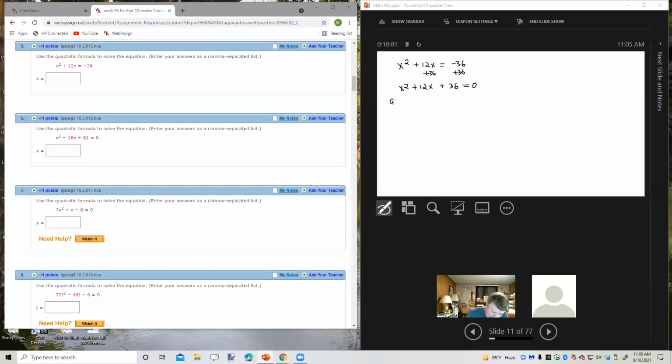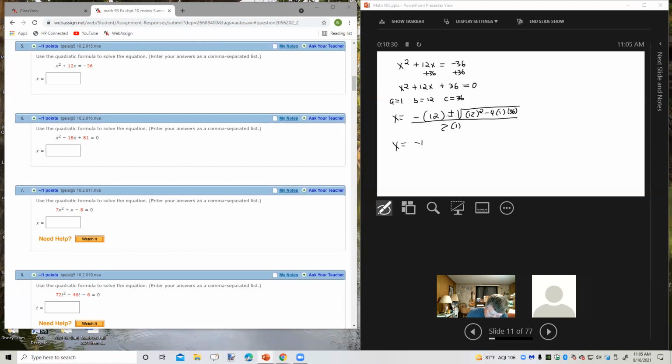So now A is 1, B is 12, and C is 36. The coefficients of the A, B, and C terms. X equals negative B plus or minus the square root of B, the quantity squared, minus 4AC, all over 2A. Now it's a matter of simplifying this formula.